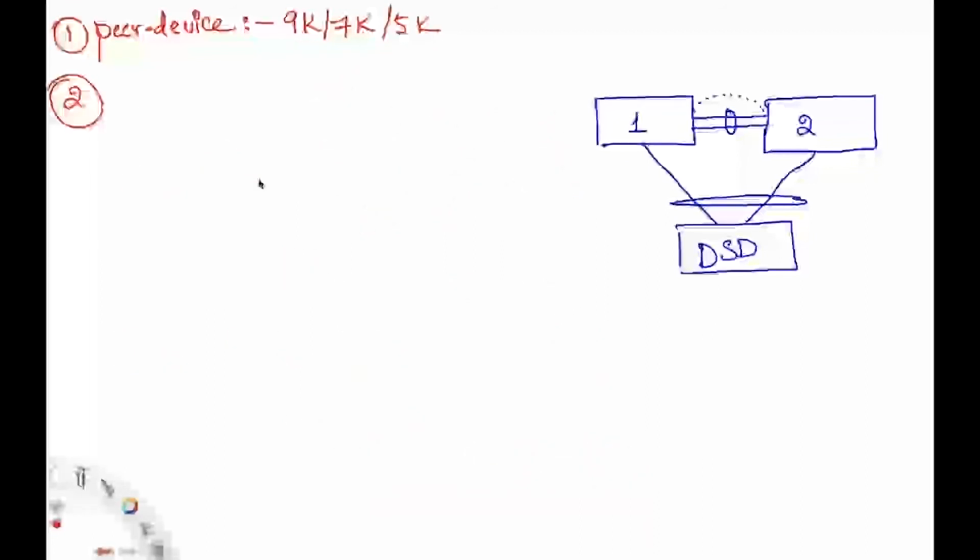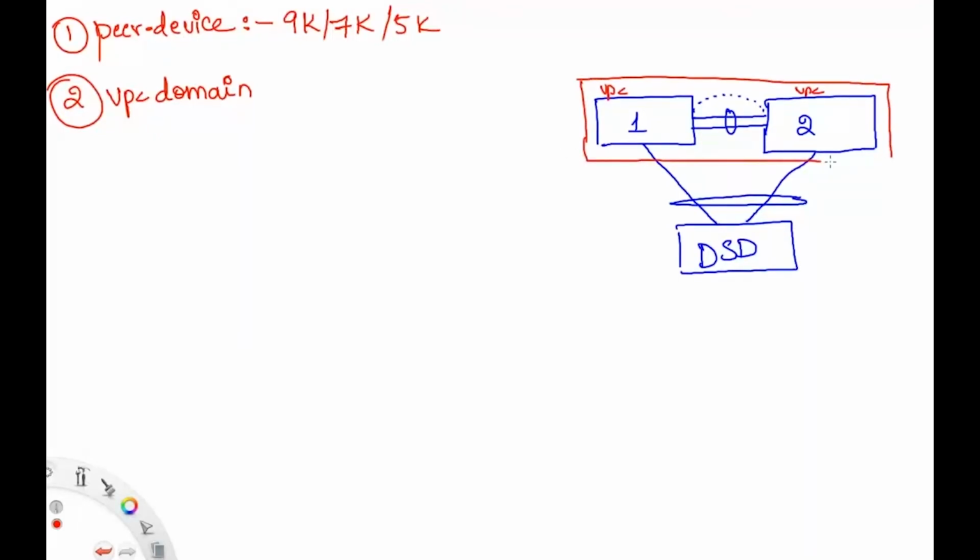Please make note of the terminology: VPC domain. So what is a VPC domain? When you configure VPC on both of these devices, there is something called a VPC domain that comes up. Once the VPC domain comes up, that is when these two physically different devices logically appear as a single switch. Did everyone understand? When you configure VPC on both of these switches, there are certain configurations that you have to do, which we will be discussing as we move ahead.